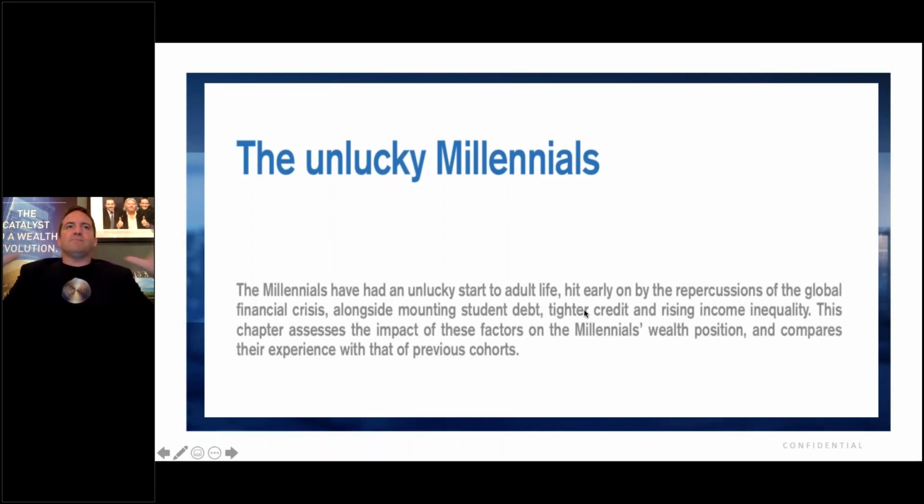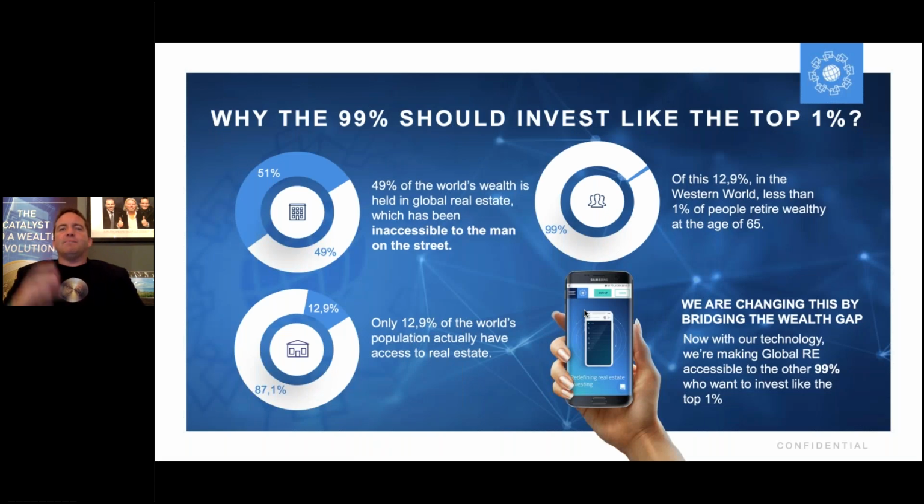So hopefully that summed up not only the problem, but the solution, which we're so passionate about. And some of the stats that I brought up there that are so important: 49% of the world's wealth is held in real estate, and yet only 12.9% of the world's population actually has access to that real estate. And of that 12.9%, you and me, less than 1% of us is going to retire wealthy at the age of 65. Now, I've said that a couple of times tonight on purpose, because if you keep doing what you've always done, you're going to keep getting what you've always got.